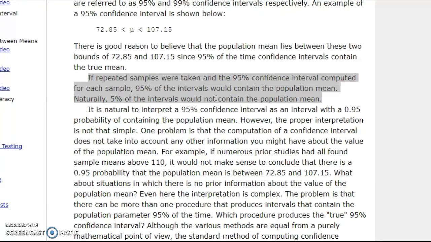If I were to repeat this over and over and over again, 95% of the time I would have the population mean included in that confidence interval. If I had asked you to do a 90% confidence interval, you would have been 90% certain. So it's basically saying if you do it over and over again, 95% of the time you're going to actually have that population mean in there, because remember, we're doing a sample.